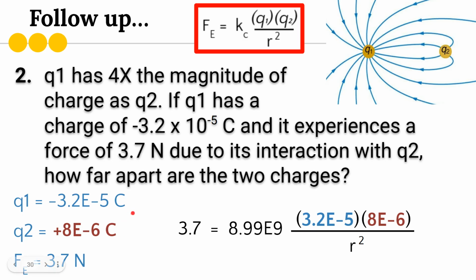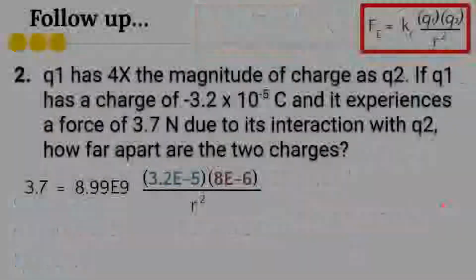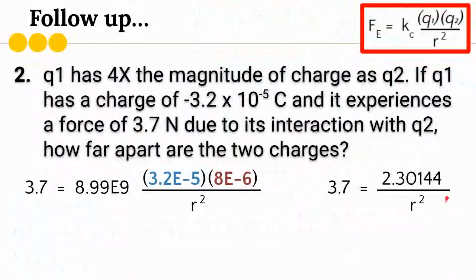So even though it's negative 3.2 times 10 to the negative fifth, I just wrote it as 3.2 times 10 to the negative fifth, and I substituted everything in. The first thing I'm going to do is go ahead and multiply these terms to get just one value in my numerator. When I multiply my constant, 8.99 times 10 to the ninth, by 3.2 times 10 to the negative fifth and 8 times 10 to the negative sixth, I get that value right there, 2.30144.